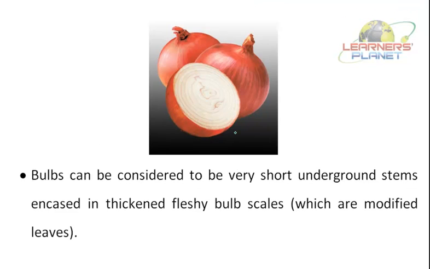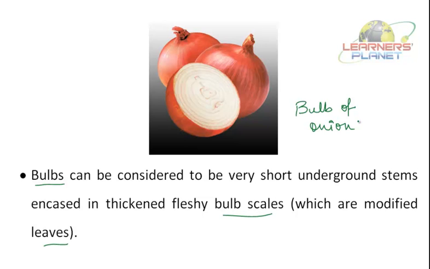Other than this, there are bulbs. Now here, bulbs can be considered to be very short underground stems which are encased in thickened fleshy bulb scales. Bulb scales means the modified leaves. As you can see here, this is the beautiful picture of the bulb of onion.